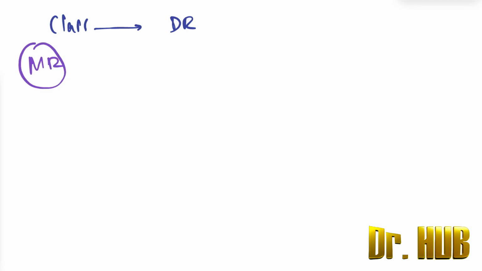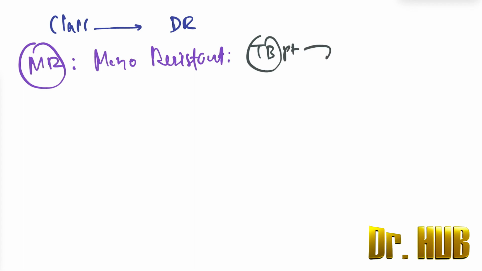Now let's classify based on drug resistance. First there is the MR. MR is mono resistant. In mono resistant, the TB patient is resistant to one first line anti-TB drug only.